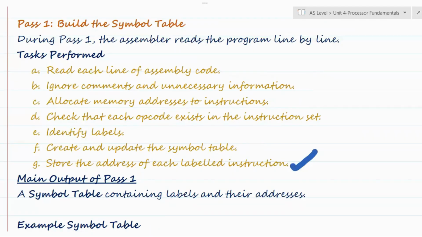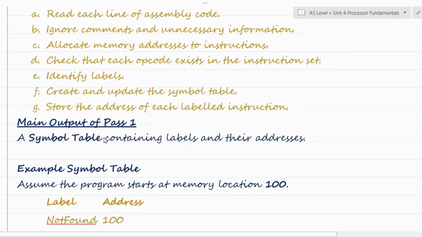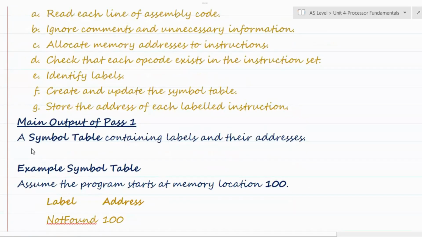Notice something important. No machine code is generated yet. The main purpose of pass 1 is to simply collect the information. Okay, so the main output of pass 1 is a symbol table containing labels and their addresses.